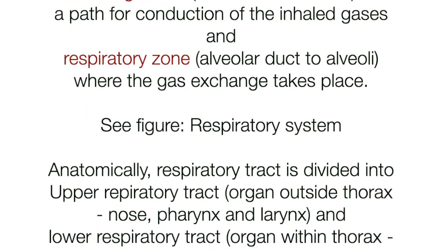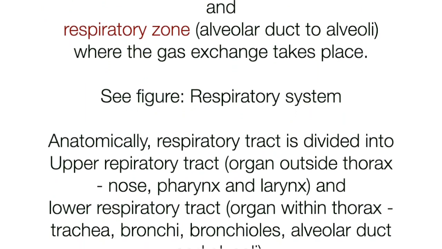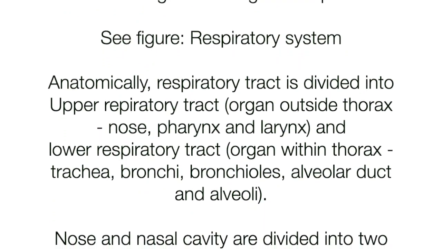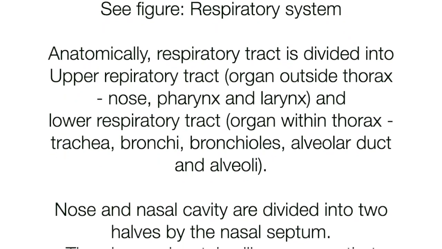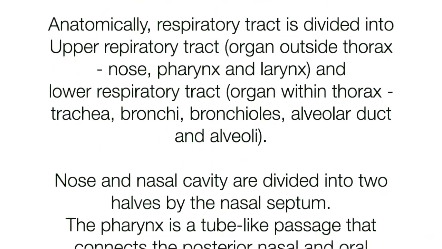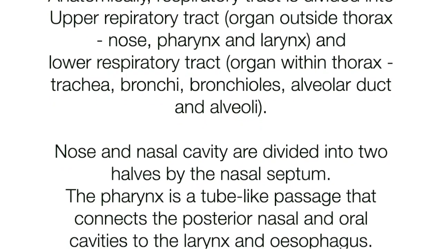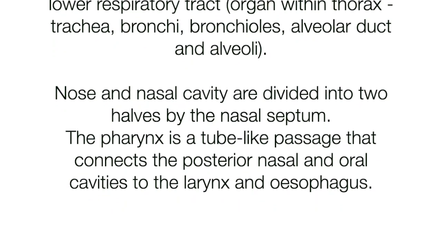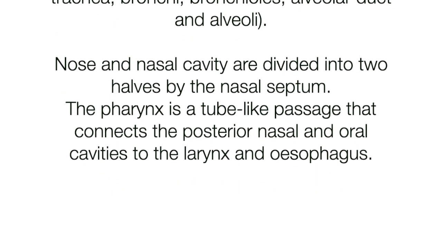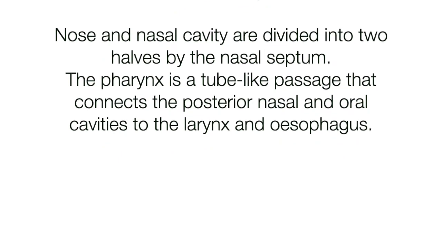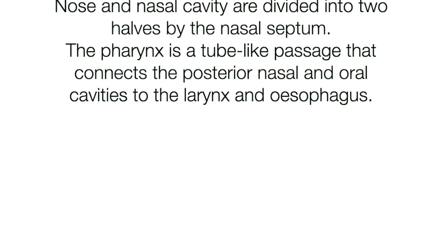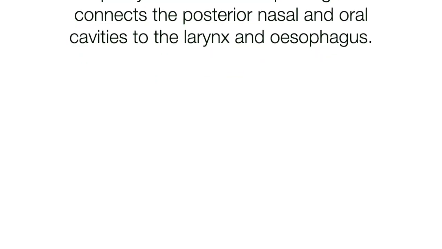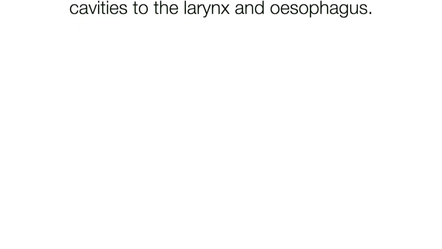Anatomically, the respiratory tract is divided into upper respiratory tract, that is the organs outside thorax, nose, pharynx and larynx, and lower respiratory tract, organs within thorax, that is trachea, bronchi, bronchioles, alveolar duct and alveoli. Nose and nasal cavity are divided into two halves by the nasal septum. The pharynx is a tube-like passage that connects the posterior nasal and oral cavities to the larynx and esophagus.